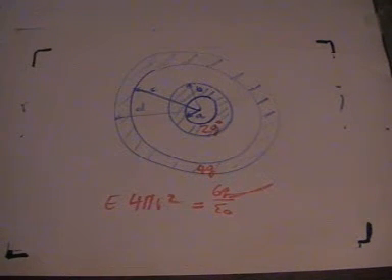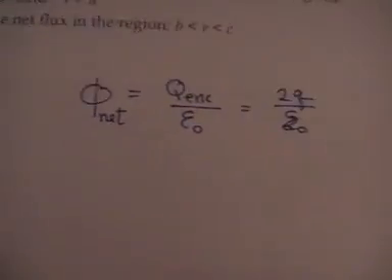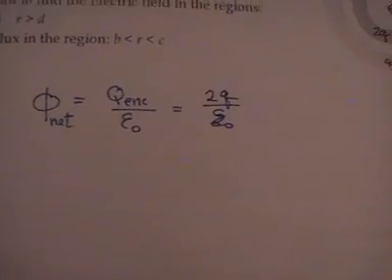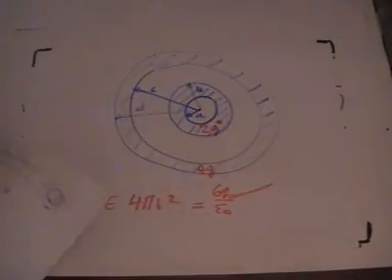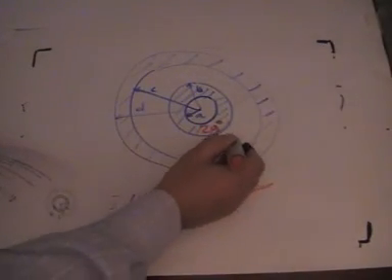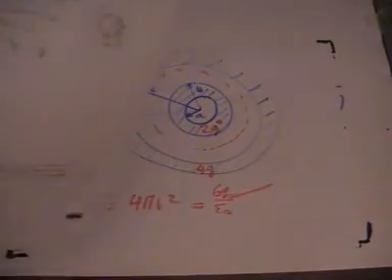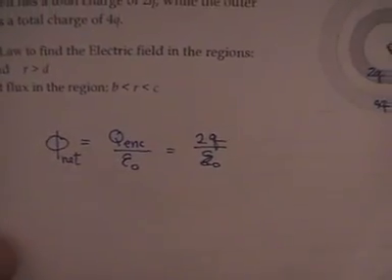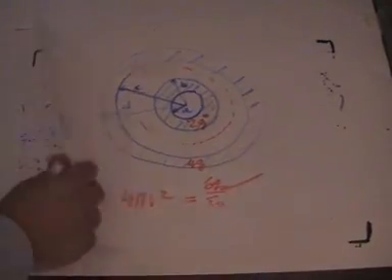The next question, part B, he's asking you to find the net flux. You see the answer here. The net flux is simply the charge enclosed divided by epsilon. Now he wants the net flux in the region between B and C, which is here. Well, what's the flux? The flux is defined as Q enclosed divided by epsilon. What's the enclosed charge there? It's 2Q divided by epsilon. That's your solution.